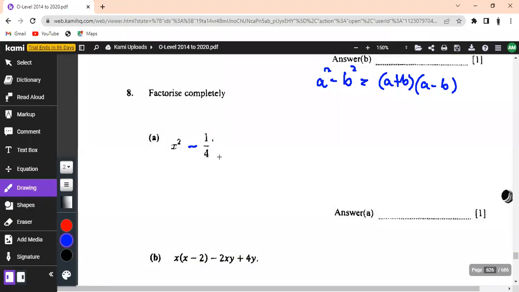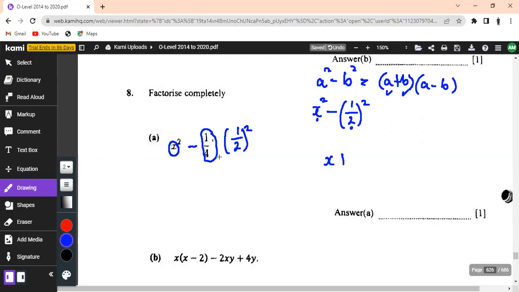Sorry for the noise, I hope it's not going to be like this. But anyway, we are going to have x squared minus this 1 over 2 squared, since 1 over 4 can be written as 1 over 2 squared. If we write in this form, then we can have a plus b, a minus b, of which our a is x and our b is 1 over 2. So it's going to be x plus 1 over 2 into x minus 1 over 2. That's what you're going to have at the end.